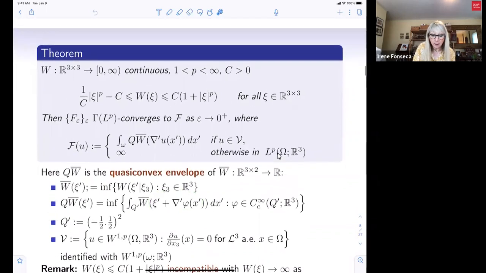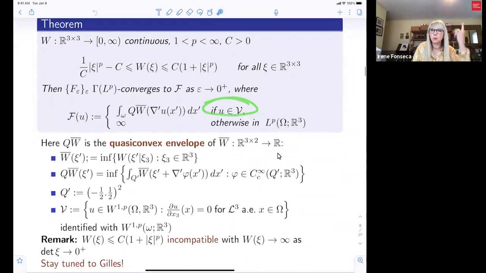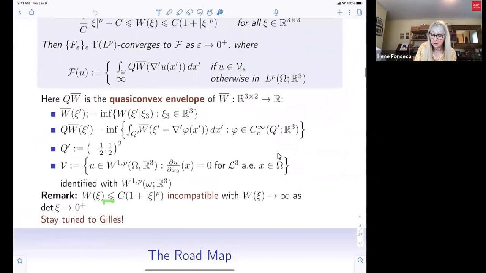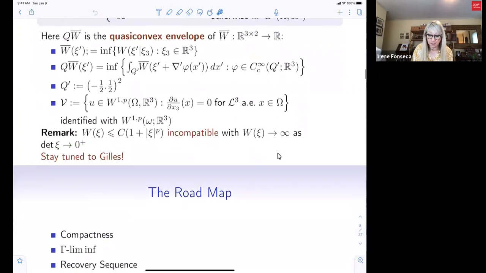And as I said, your limiting space is just going to be, you're going to lose one derivative. And by the way, as I said, this is not compatible with this. But we now know how to do that in other cases, in particular for von Kármán, and again, stay for Gilles's talk, because he's going to address that.